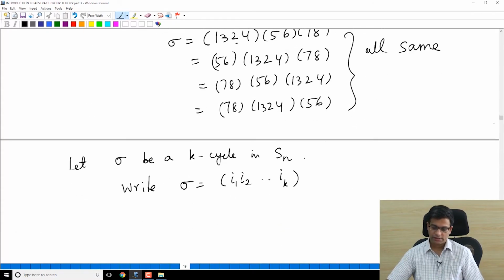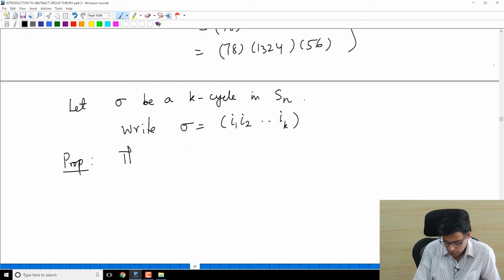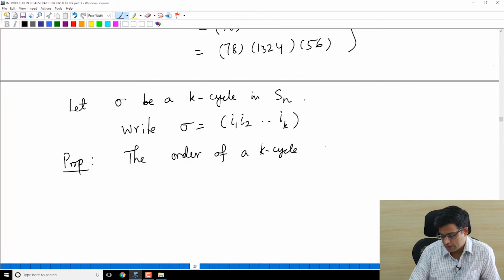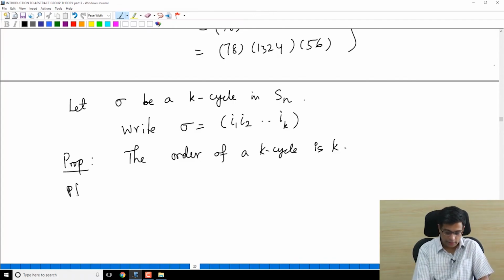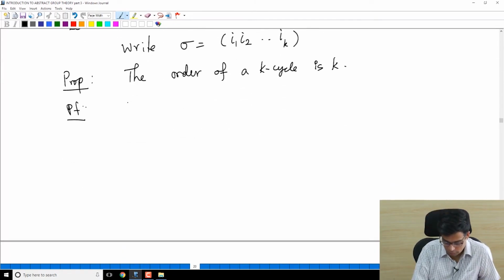Now I am considering a single k cycle. I want to prove the proposition that the order of sigma, in other words, the order of a k cycle is k. So order of a k cycle is k. So recall what is the order of an element.